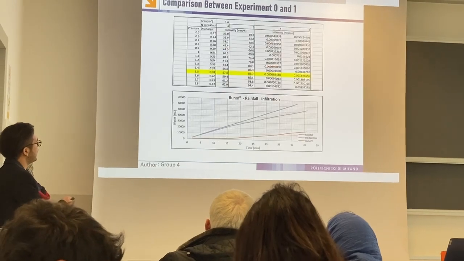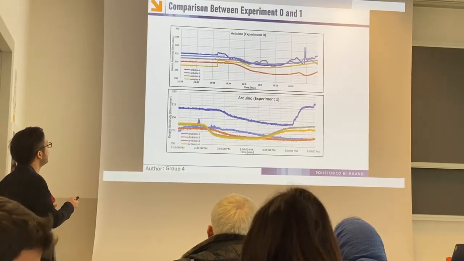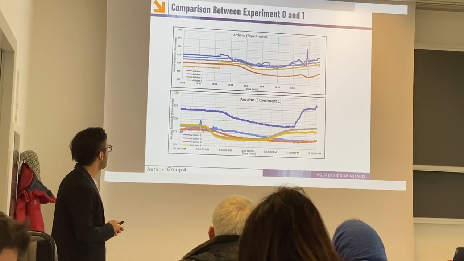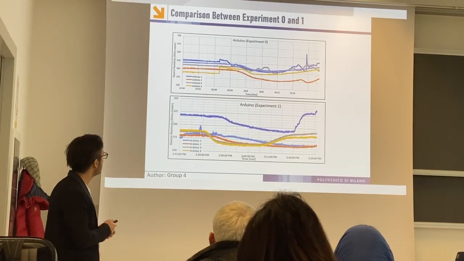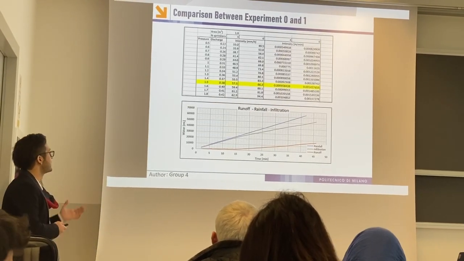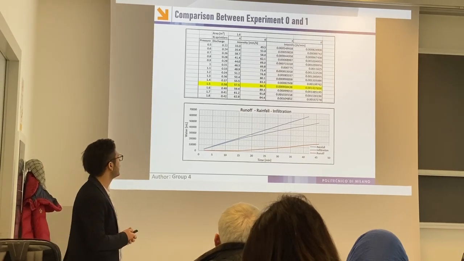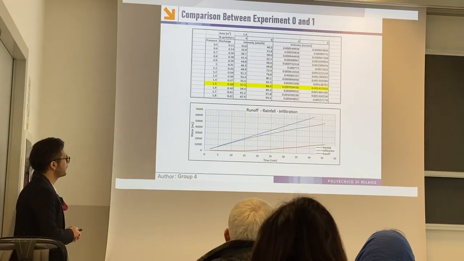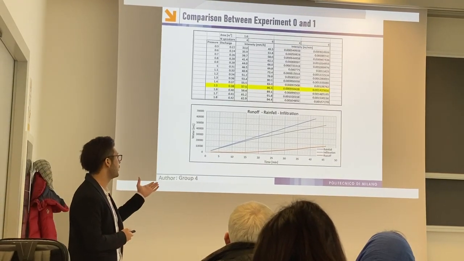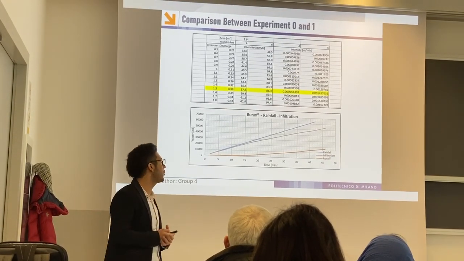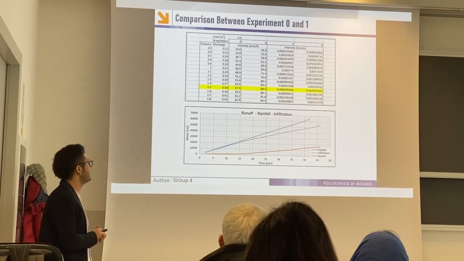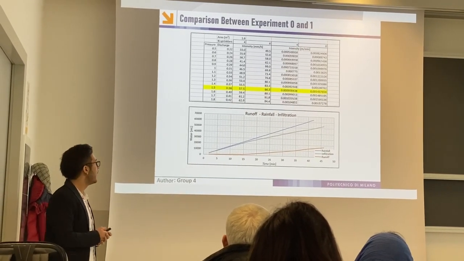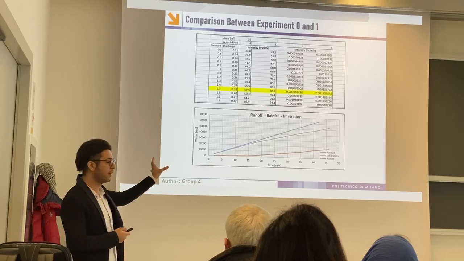Another highlight, sorry. So this is the comparison between the Arduino sensor results. As I said, we used the same rainfall event in both experiments. Here we have the rainfall, then we collected the runoff, and the difference between them gives us the infiltration. I'm going to talk about this figure later.